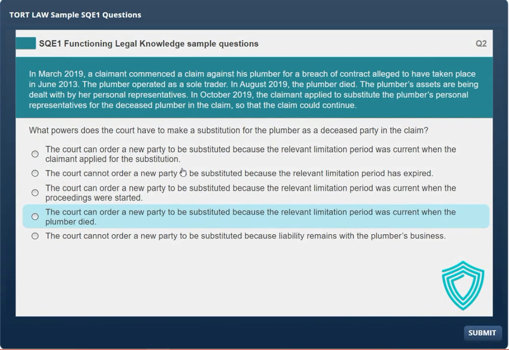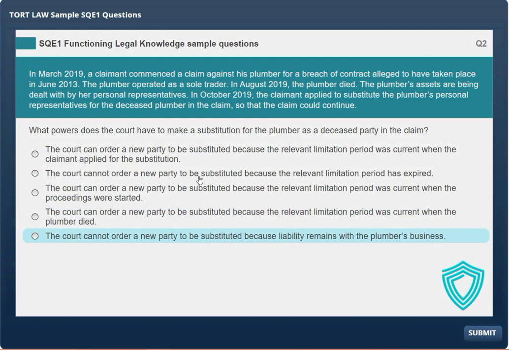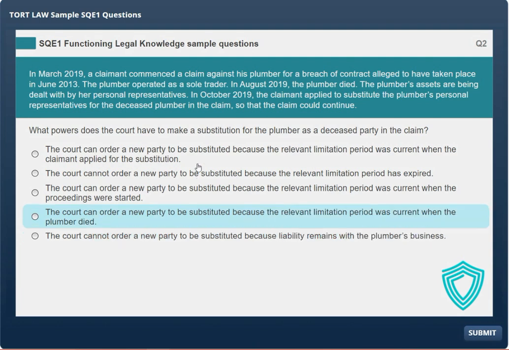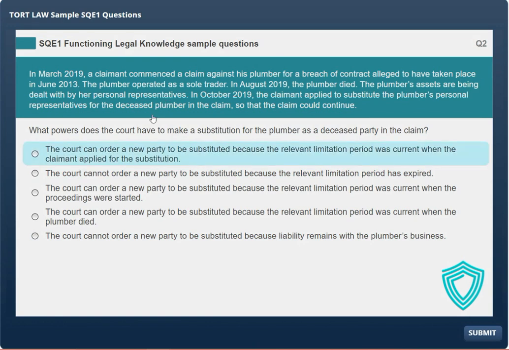So we'll continue. The second question: in March 2019, a claimant commenced a claim against his plumber for a breach of contract alleged to have taken place in June 2013. The plumber operated as a sole trader. In August 2019, the plumber died. So that's how long later? Six years. The plumber's assets are being dealt with by his personal representatives. In October 2019, the claimant applied to substitute the plumber's personal representatives for the deceased plumber in the claim so the claim could continue. What powers does the court have to substitute a new party for the deceased plumber in the claim?